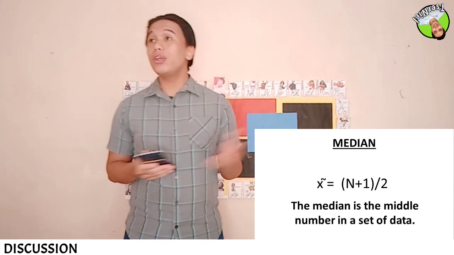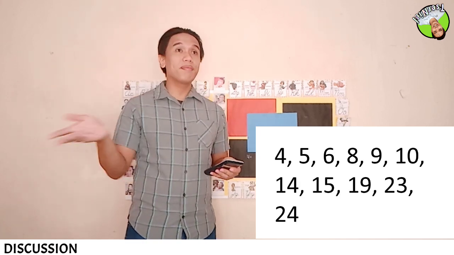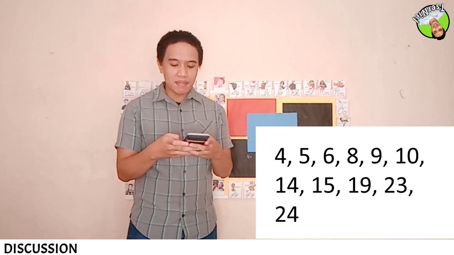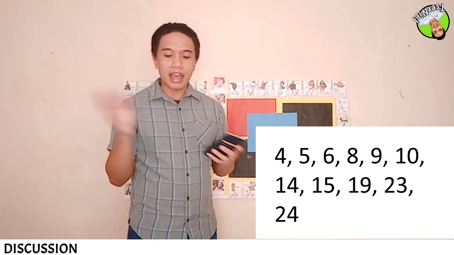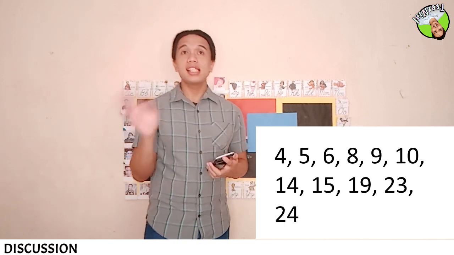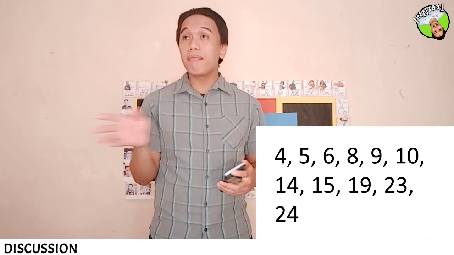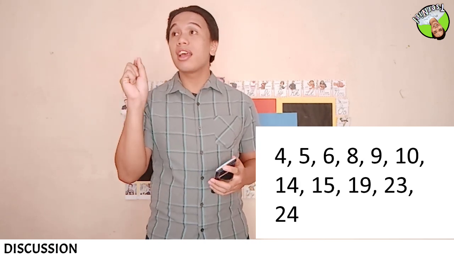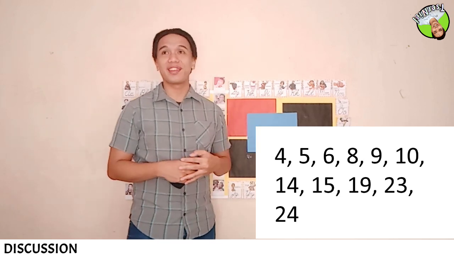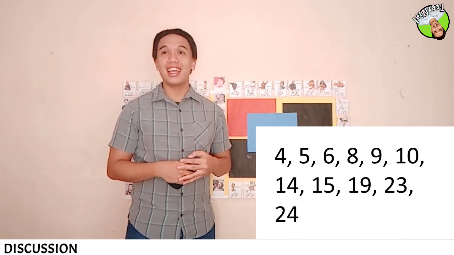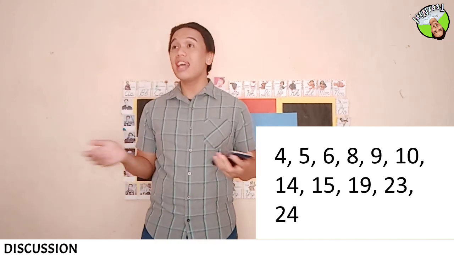How many numbers are used in our example? They are 11. Now, let us solve for the median. 11 plus 1 is 12 divided by 2 is 6. 6 is not the median. The median in our example is in the 6th location. Now, what is the 6th number in our example? It is 10. Therefore, the median in our data is 10.